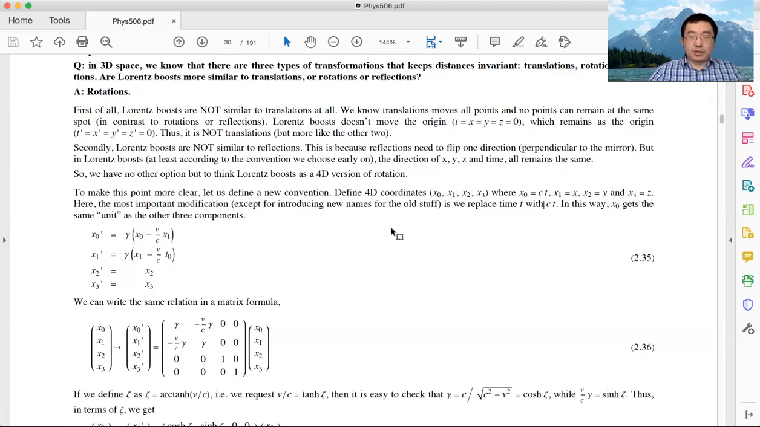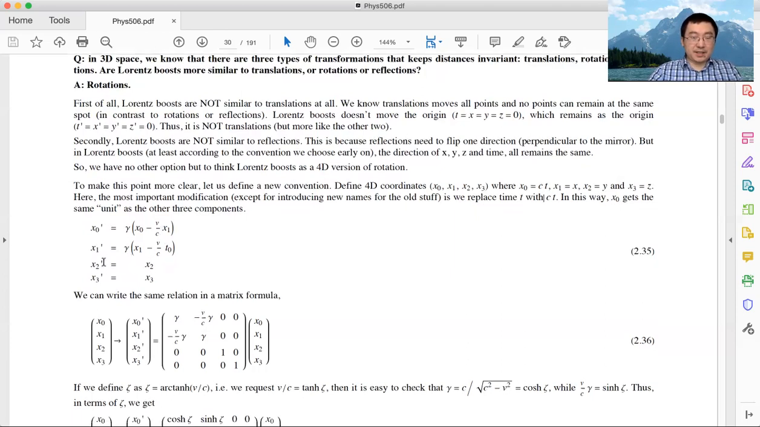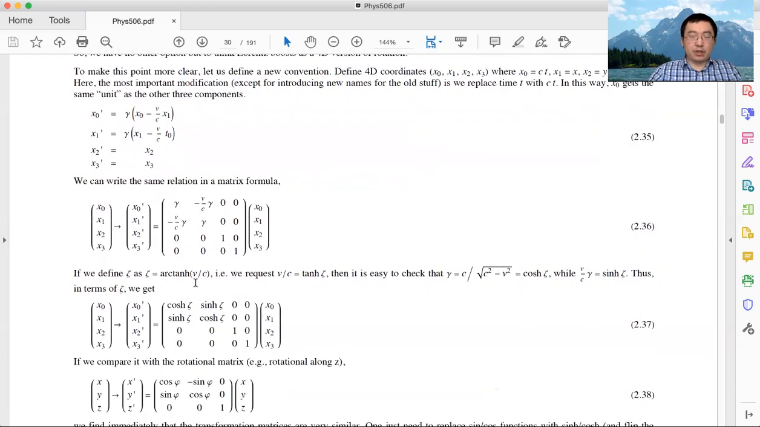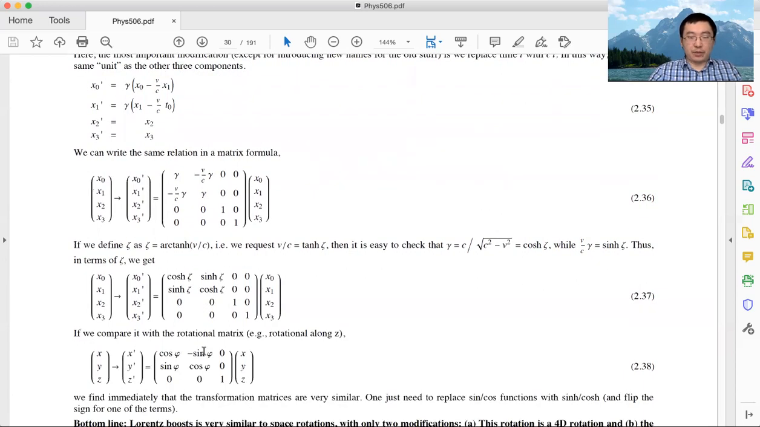So in this 4-dimensional coordinate, I can rewrite my Lorentz transformation in this way. The formula is almost exactly the same as before, except that my x0 now has the speed of light built in. The formula is modified a little bit, and we can write down this Lorentz transformation, Lorentz boost, in a matrix formula. Once we write down this matrix formula, we realize that it's actually very similar to 3D spatial rotations.